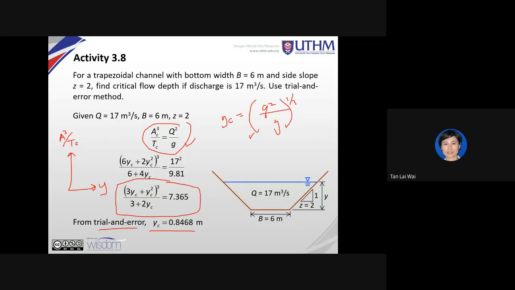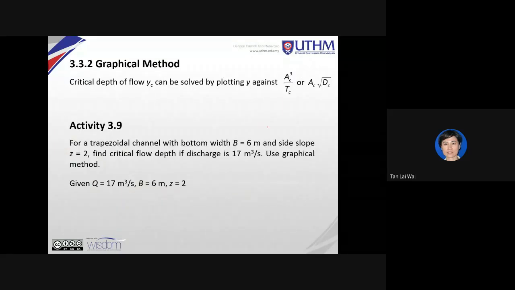So you are going to have two columns: one is Y, the other one is this section factor for critical flow, A cubed over Tc. So you are going to have your plot. Find this and then you can get your Yc, because this value comes from Q squared over g. All right, try this out.